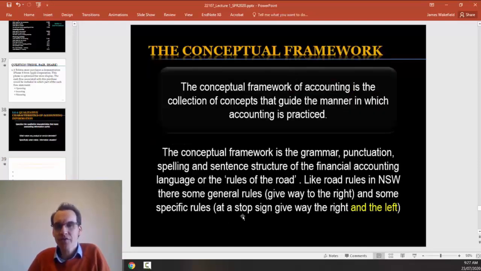The conceptual framework is basically the grammar, the punctuation, the spelling, the sentence structure of the financial accounting language. So it's the rules of the road. It's what governs the nature of the information you see in financial statements. Just like the rules of the road, you have to drive on the left, you have to stop at stop signs, etc. You need to follow the conceptual framework in accounting when preparing that information to make sure it is useful information that can be used by people that want to make decisions about a business.